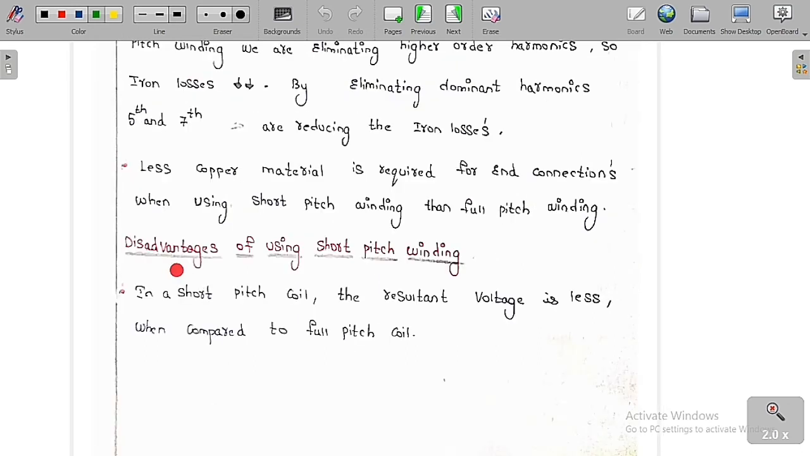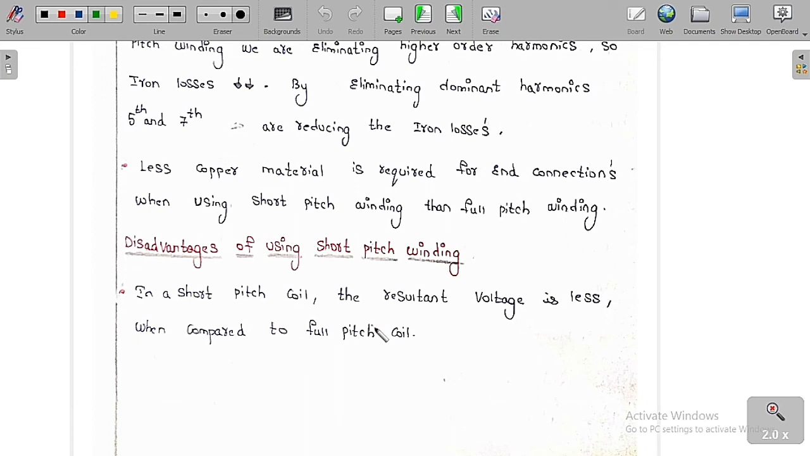Now let me discuss the main disadvantages of using the short pitch winding. In a short pitch coil, the resulting voltage is lesser when compared to a full pitch coil. This concept I already told you when I was discussing the EMF induced in the short pitch winding. The resultant EMF induced in the short pitch winding has the expression 2E cos(alpha/2), whereas the EMF induced in the full pitch winding is 2E.